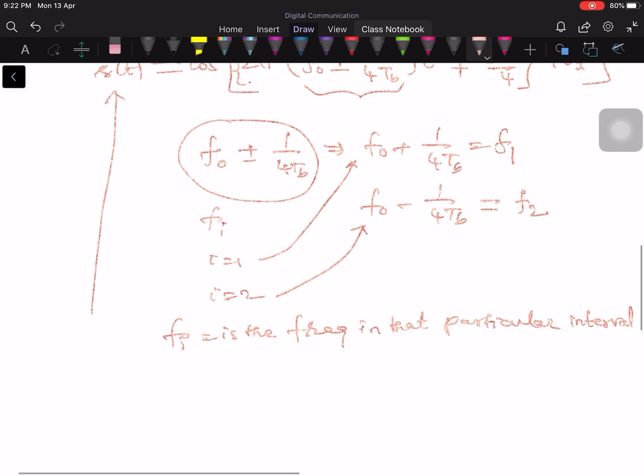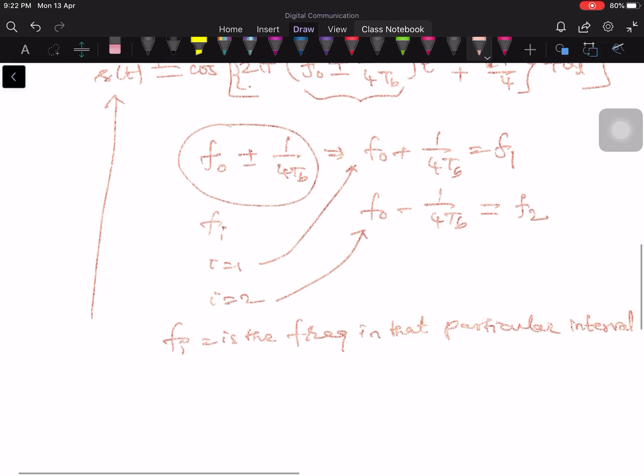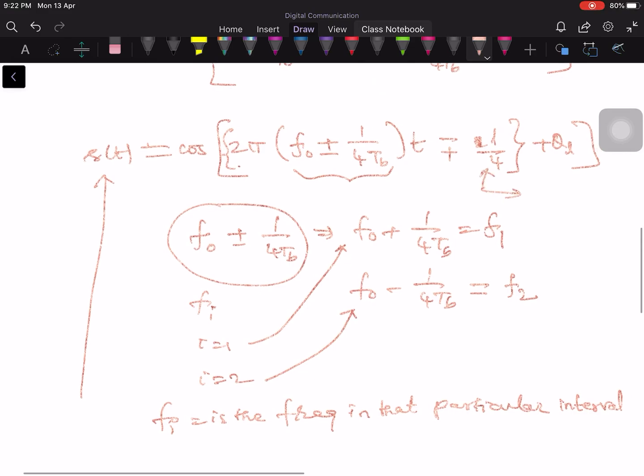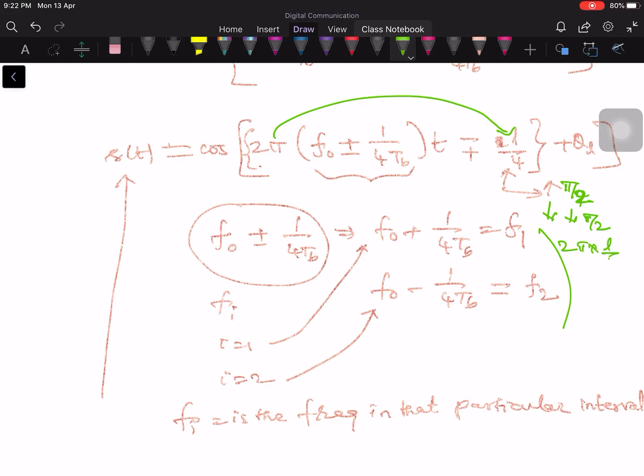In this, L by 4 basically takes care of the fact that in every bit interval you either increase the total phase by pi by 2 or decrease it by pi by 2. Basically this L by 4 indicates a phase increase of pi by 2, or a decrease of pi by 2. How do you say it is pi by 2? Because if you multiply this by 2 pi at a particular bit interval, then you get 2 pi times L by 4, that is pi by 2 into L. When L equals 1, you either increase by pi by 2 or decrease by pi by 2.